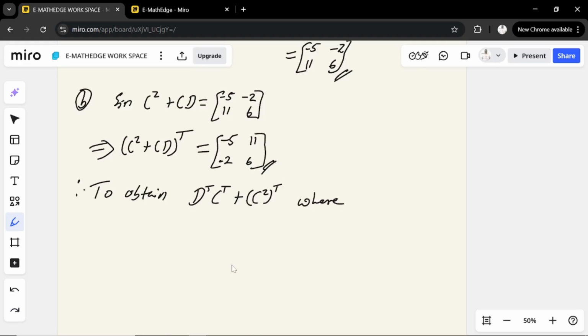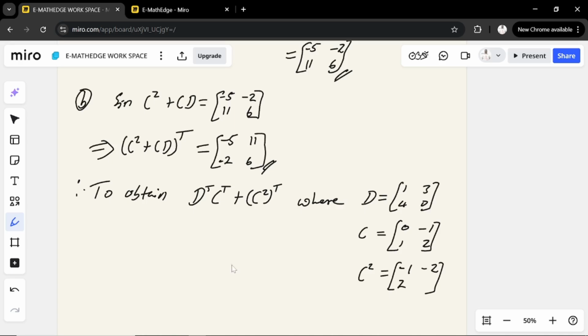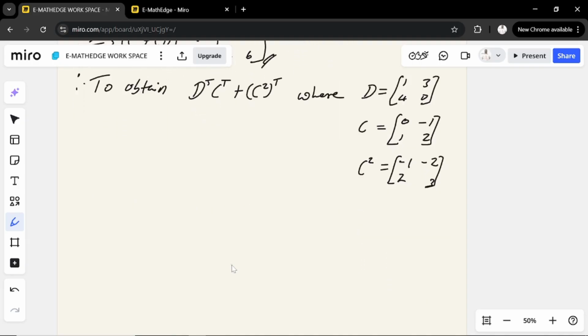we have matrix D to be equal to 1, 3, 4, and 0, and matrix C, we have it to be 0, -1, 1, and 2. And what is matrix C²? Matrix C², we obtained it to be -1, -2, 2, and 3. So we are going to obtain the transpose of each of these. Let's go ahead and obtain it.